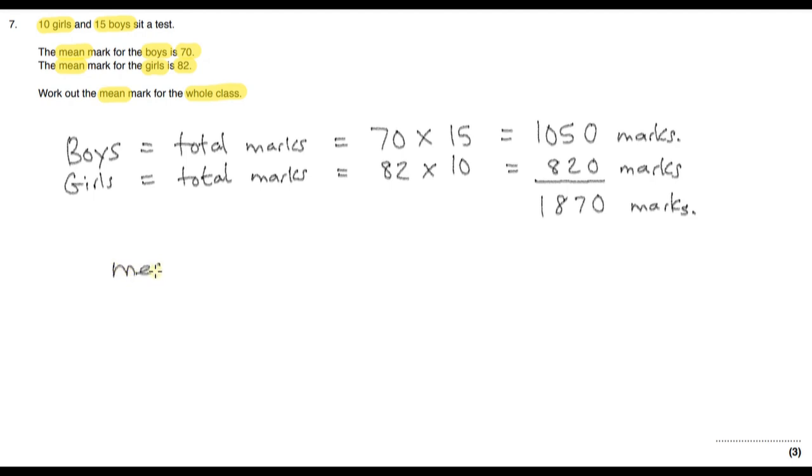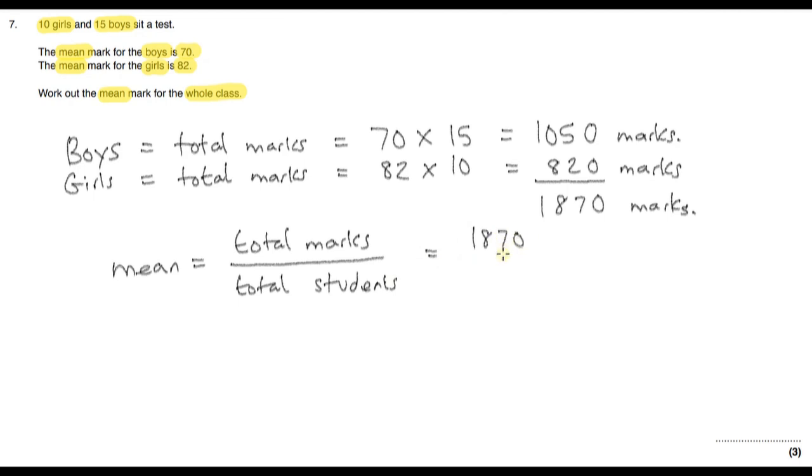So to calculate the mean, well, the mean is going to be the total number of marks divided by the total number of students. So it's going to be 1,870 divided by 10 plus 15, which is 25. So we've got 1,870 divided by 25. Now, before I do this, I can simplify this because both of these numbers are divisible by 5. So I know that 25 divided by 5 is 5. I'm not sure what this divided by 5 is.